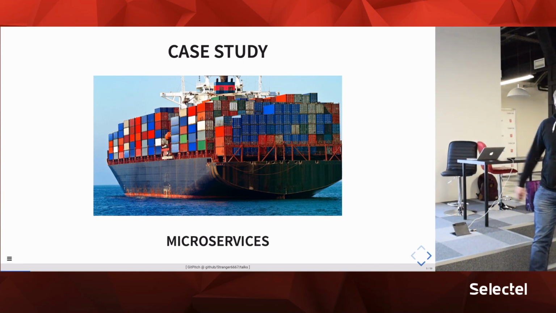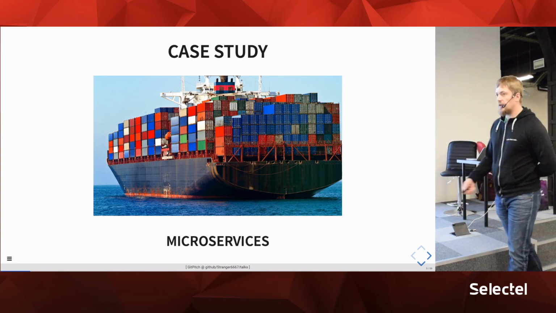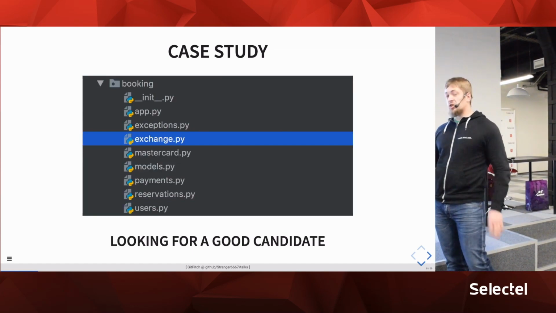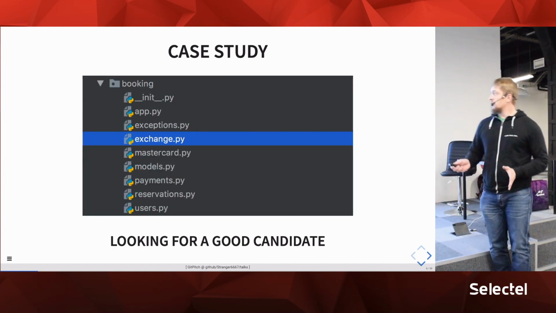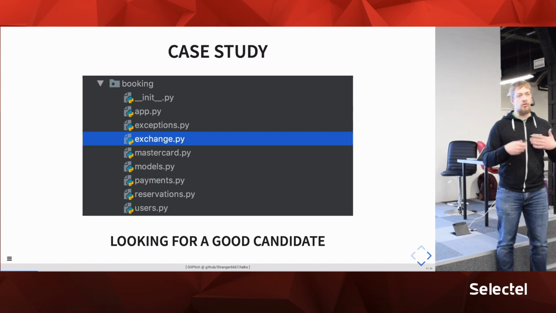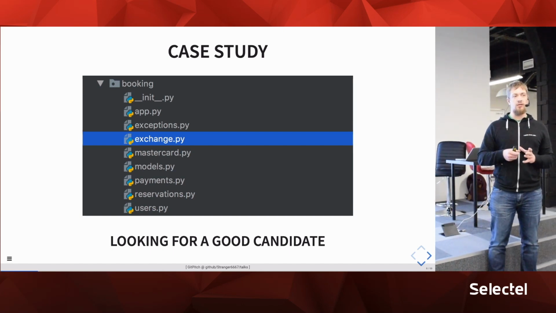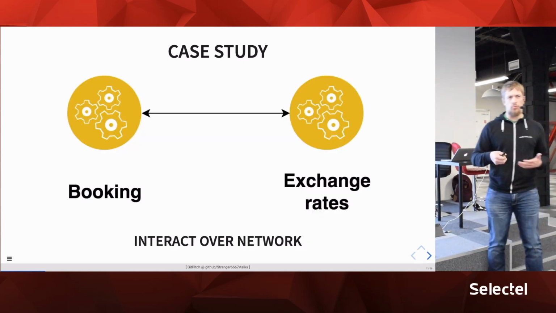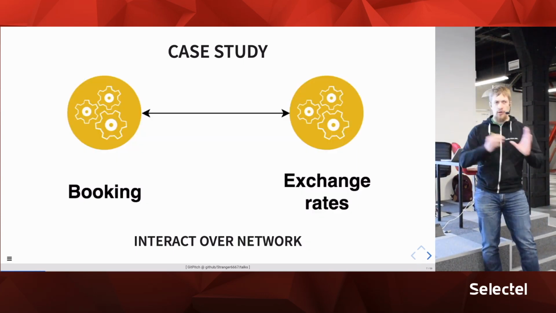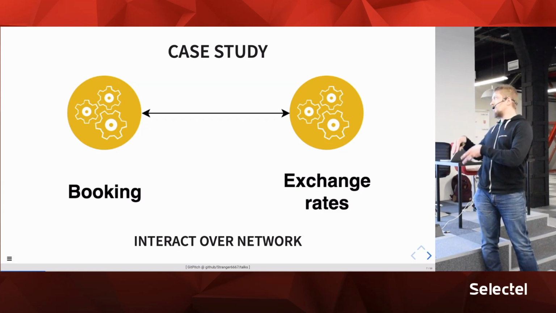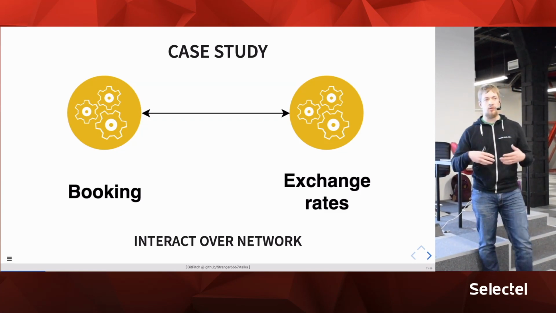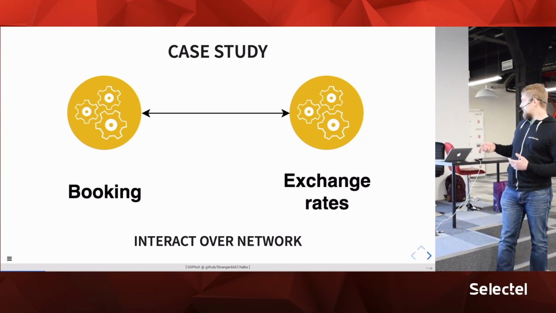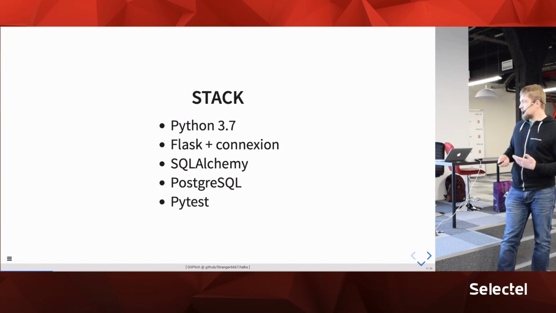So we started looking for a good candidate for cutting out, and we found it. It was exchange rate, for example. It's kind of an isolated thing. It's not connected really tightly to anything else. And we could imagine our new approach like this. So we will have our booking application, and it will call these exchange rates, so it will interact over network. Seems nice, but let's proceed with the code that we have so far.